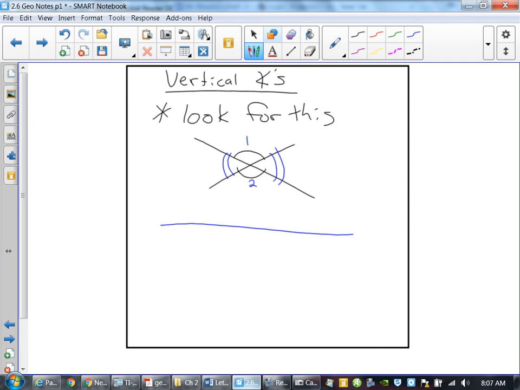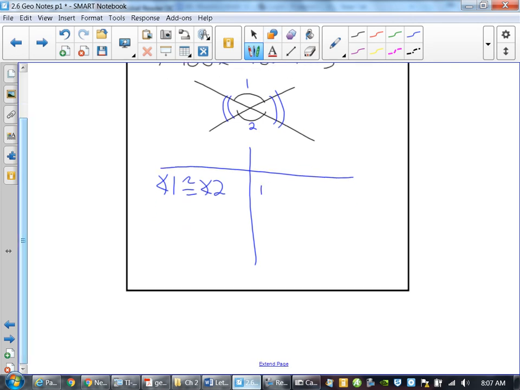What would happen here is, if I notice that 1 and 2 are vertical angles, I can say angle 1 is congruent to angle 2. I can say that angle 1 and angle 2 are congruent right away because I know that vertical angles are congruent. That's it. It's a very common thing. I would say this: vertical angles congruent.